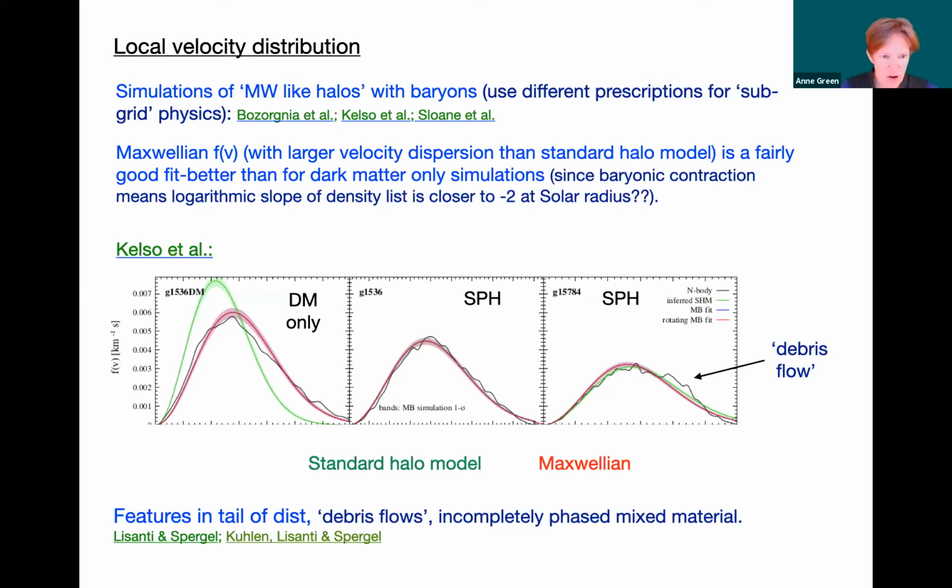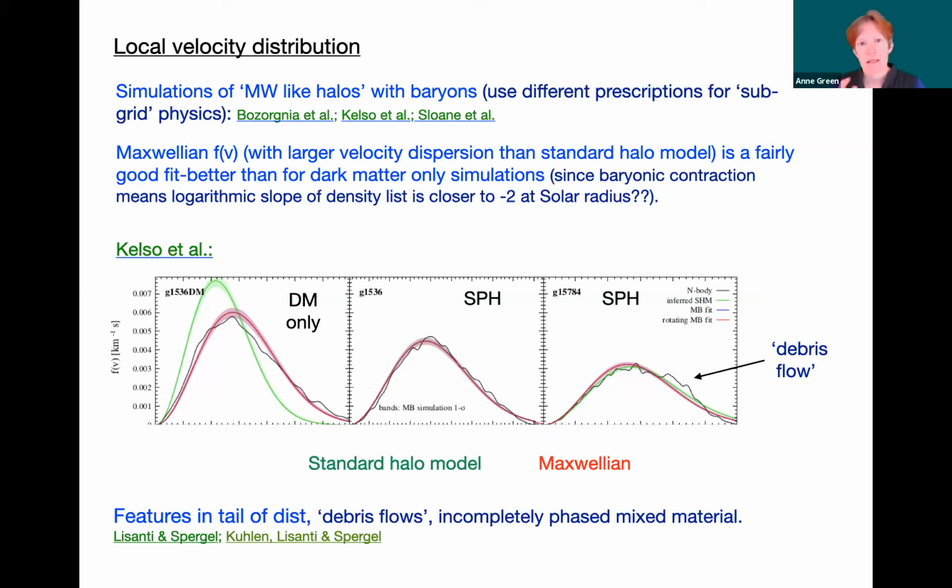For the dark matter only one, you're seeing that the shape varies very significantly, not just from the standard halo model, but from any Maxwellian; whatever you tweak the velocity distribution to, you end up with a different shape. However, once you add in the baryons, the Maxwellian with the standard halo model is still not a good fit, but if you increase the velocity dispersion, in this middle panel and in the right one, you see that a Maxwellian with a different velocity dispersion gives you a good fit.